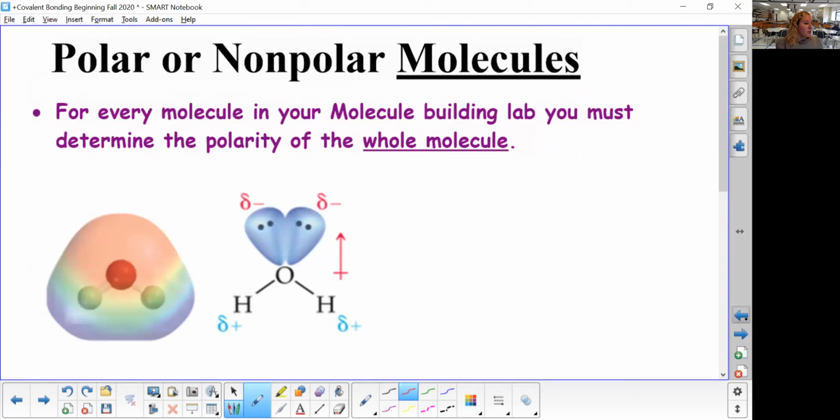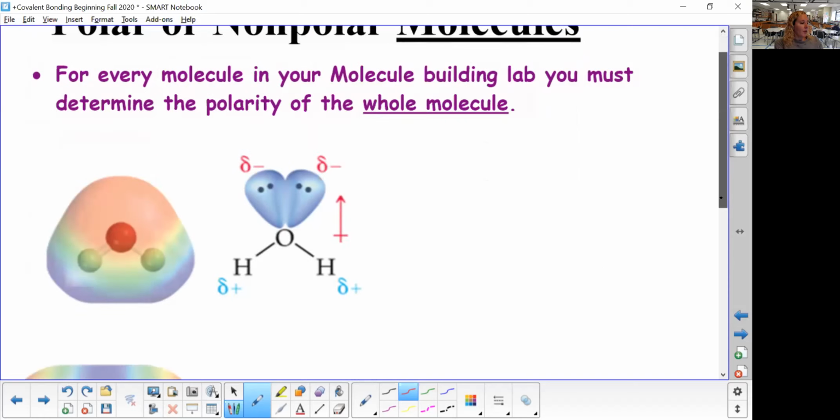So for every molecule, you have to determine the polarity of the whole molecule, all right? For water, I like this image because it shows that the redder the color, the more electron rich it is, and this blue is kind of cold to electrons. There's not a lot of electrons. Polar molecules are sticky molecules, and you can see the partial positive and partial negative. You've got the dipole moment with water going upwards.